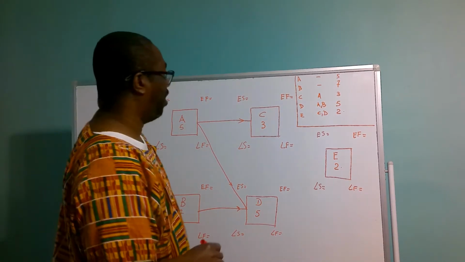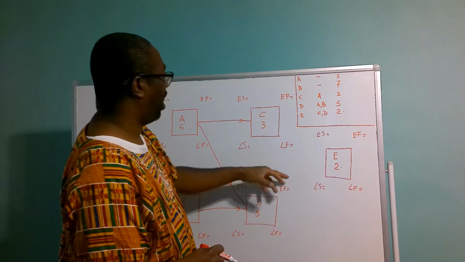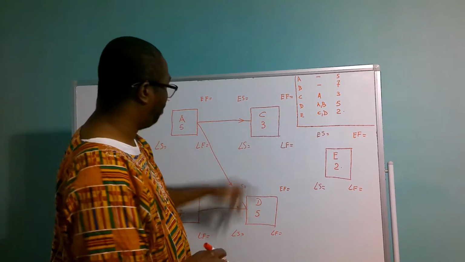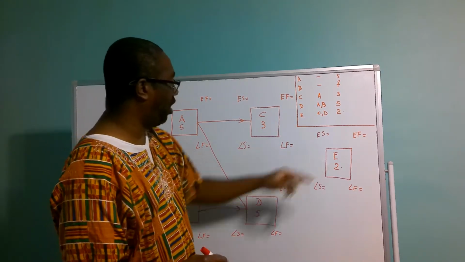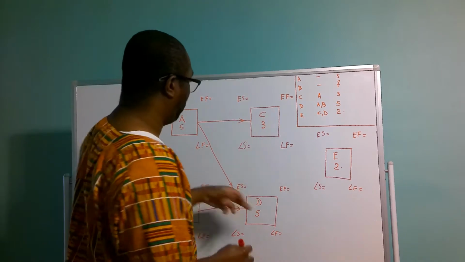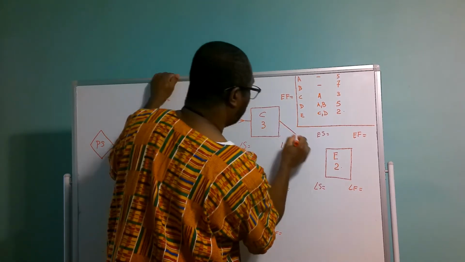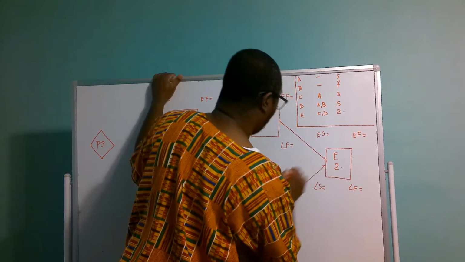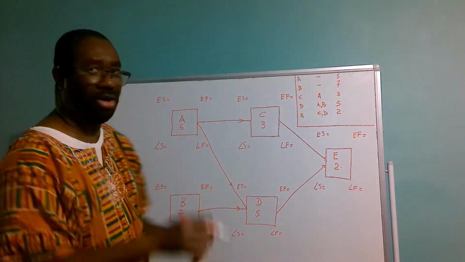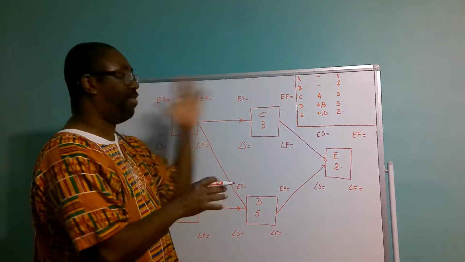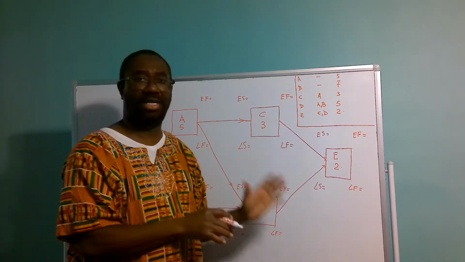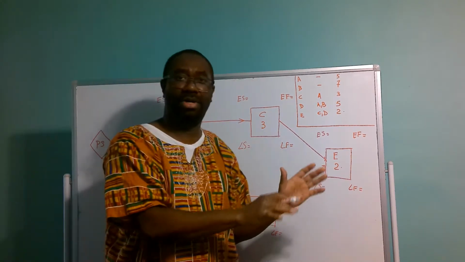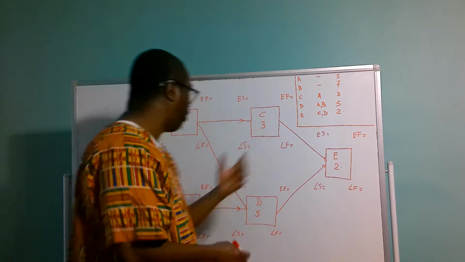Right? And then we have E, which comes out of C and D. So we have C and D here and E. So E comes out of C and D. So we link C to E and D to E like that. Right? So let us quickly calculate the forward pass and the backward pass. I have already shown you how that is done in our previous example. So I'm just going to quickly go through this.